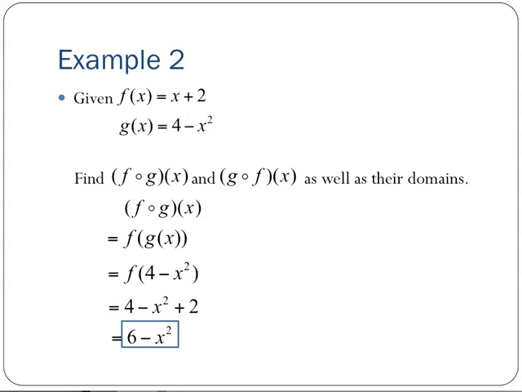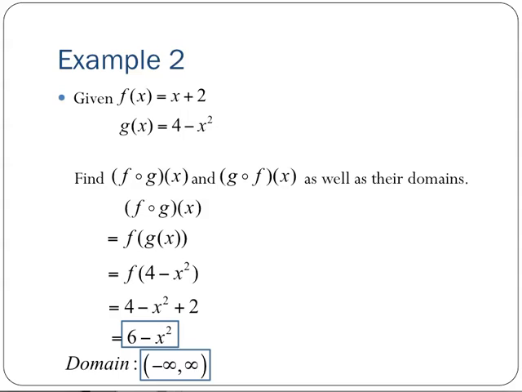Okay, and then we look at the inner function. The inner function is g of x, that's the 4 minus x squared. No square roots, no denominators, so our domain is going to be all real numbers. So we combine those two domains, the most restrictive, but in this case, because it's all real numbers for both, our domain is going to be from negative infinity to infinity.